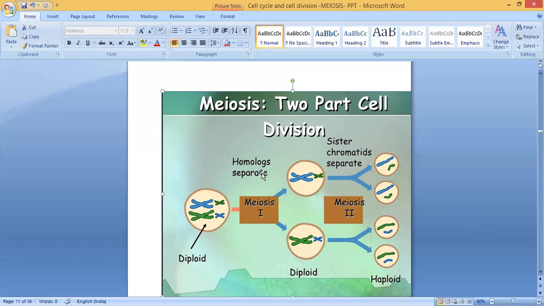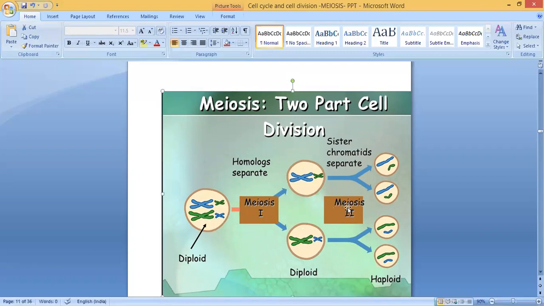The homologs separate. Here, in meiosis 1, what is happening? It will become two daughter cells. You can see this blue and one green, both going to this one cell. Here also one pair of chromosomes coming to this cell. So here you can see in this case, here one pair of chromosomes, here one pair of chromosomes. So this is also diploid in nature. A pair. There is a 2n, diploid in nature.